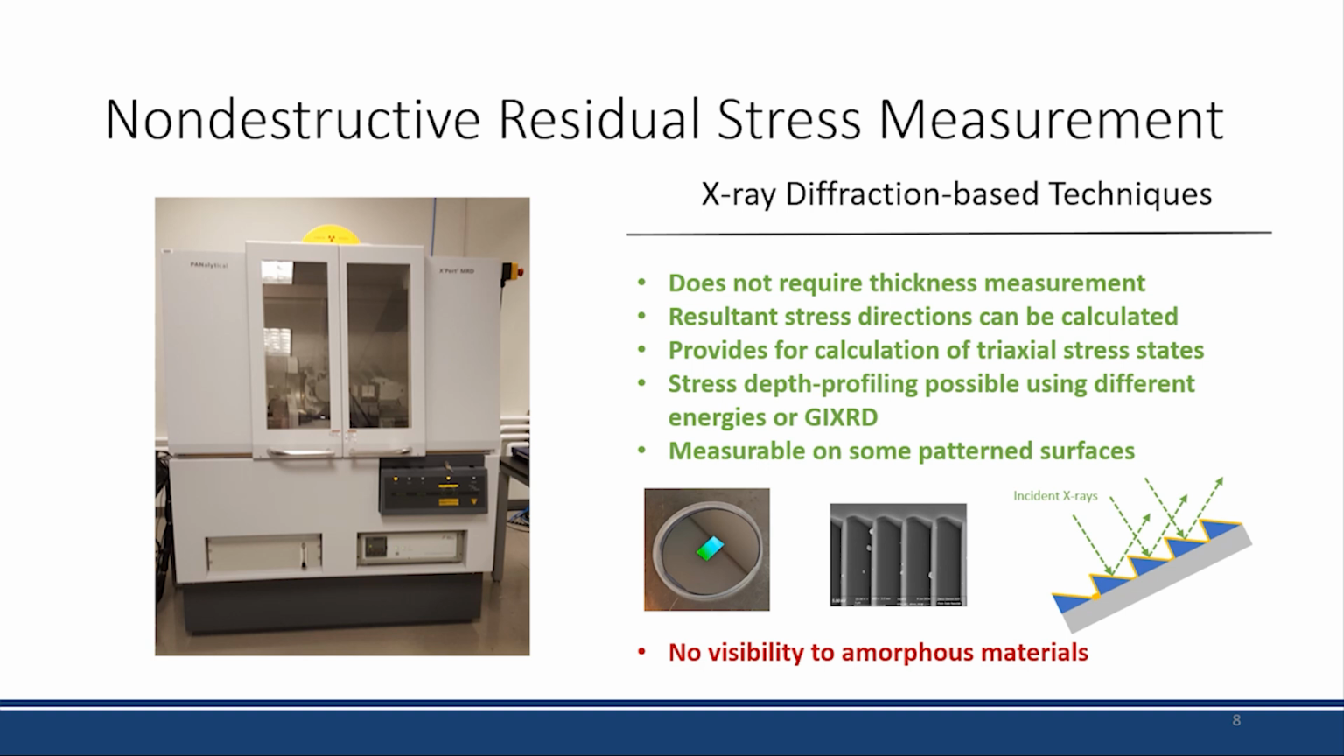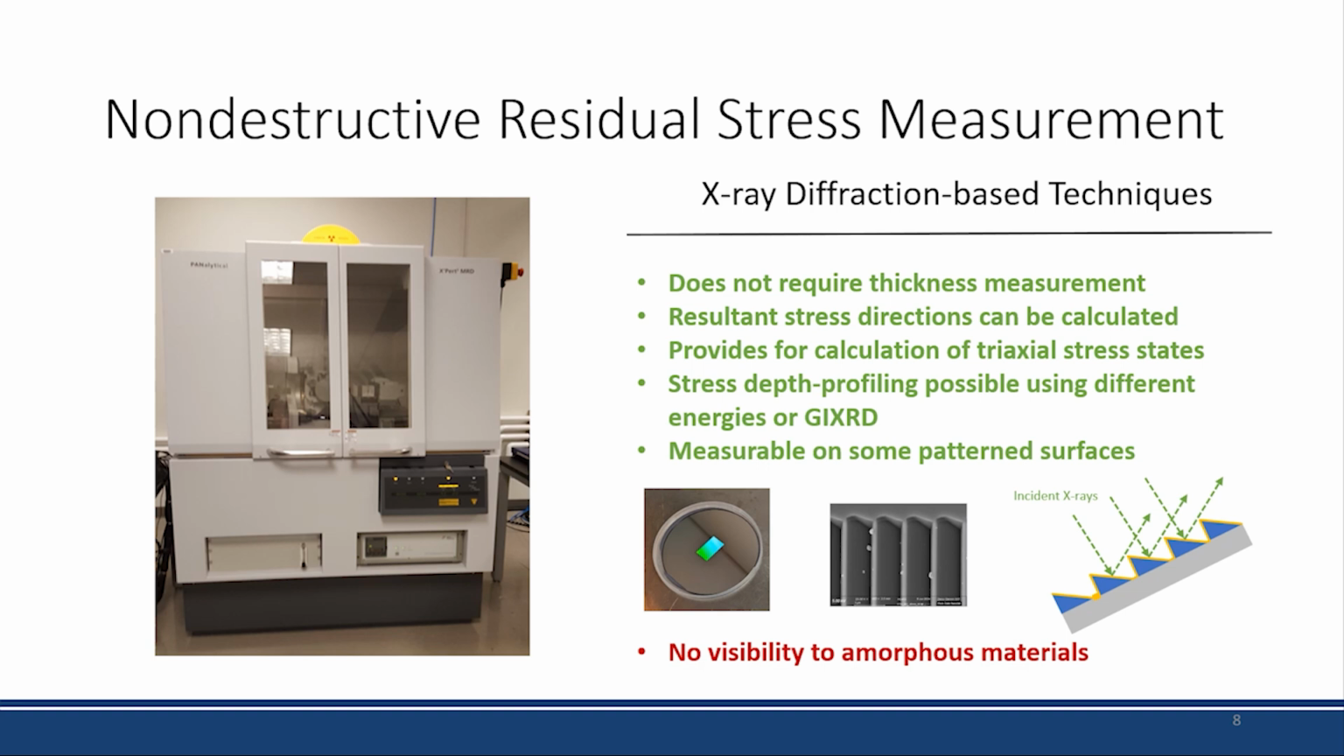Second, resultant stress directions can be calculated. So you're not just getting an average stress, but you're also getting stress in certain different directions, like the 1-1 direction, or the 2-2, or the 1-3, or the 2-3 directions. So if you have a need to determine what the differences are between those, XRD can be a really great technique for that.